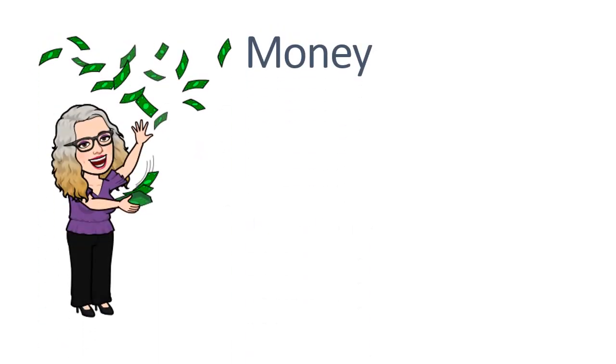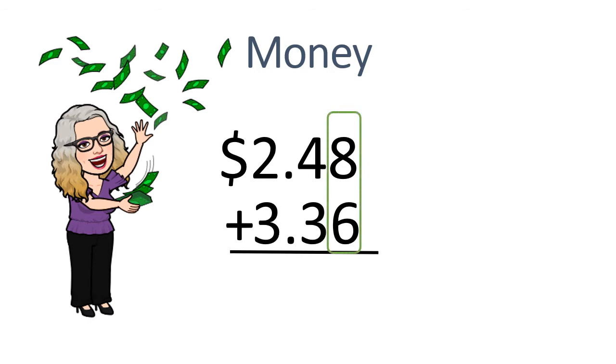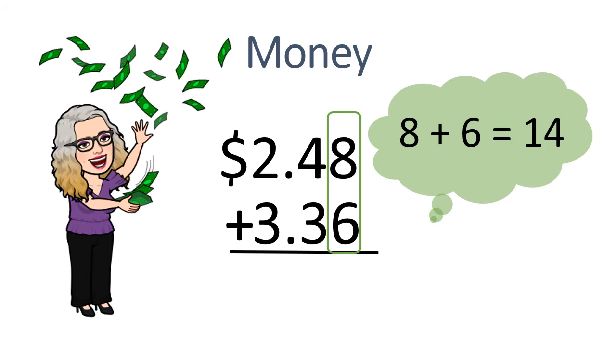How about regrouping ones with money, money, money? So let's say I want to add $2.48 plus $3.36. Well, we're going to do the same thing and start all the way at the right, which means I need to add 8 plus 6. So I think to myself, 8 plus 6 equals 14. So I need to write my 4 and carry my 1.